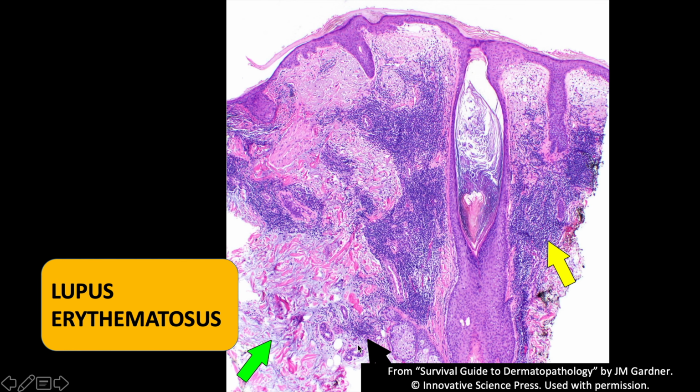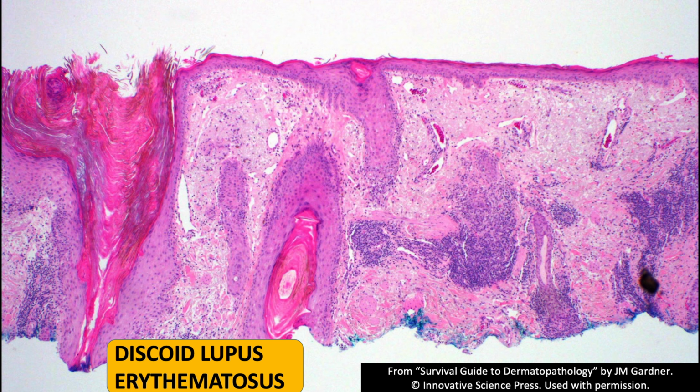And usually this is one of those diseases that does not have eosinophils or has very few. So if you're thinking of lupus, but then you see a lot of eosinophils, that makes lupus a lot less likely. All right. Here's another example.